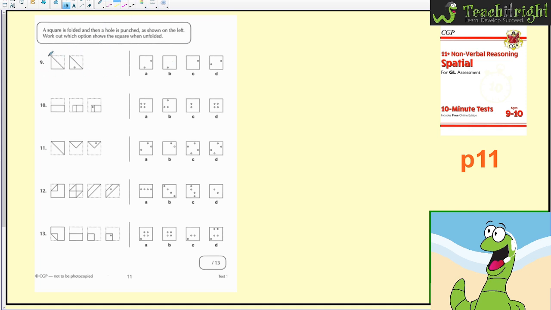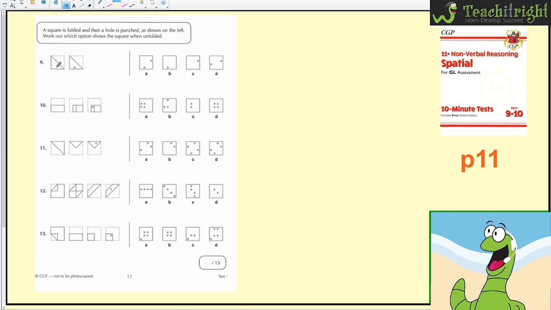So within fold and punch, you'll always be given a square or a rectangular shape, and you'll be given some dotted lines and a straight line to indicate where a fold has taken place. So what you can see here is actually before this, the shape did look like a square, and they obviously folded it over. That's what they indicate by this dotted line and this straight line. And then something's happened, that the hole here has been punched inside of it.